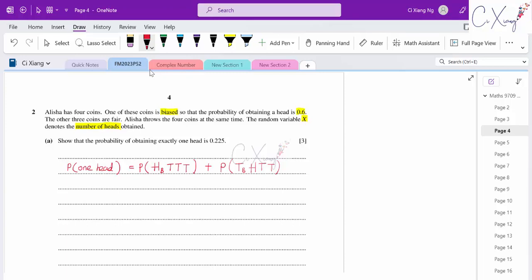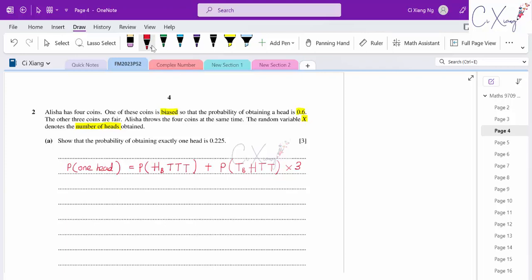Since we have 3 normal coins, by right we can also have the head showing on the second normal coin, and also the third normal coin showing the head. So we have three cases here, and the probability for these three cases should be the same. Therefore, to save space, I just write it as times 3. That means we need to consider HTT, THT, and also TTH in the normal coins.